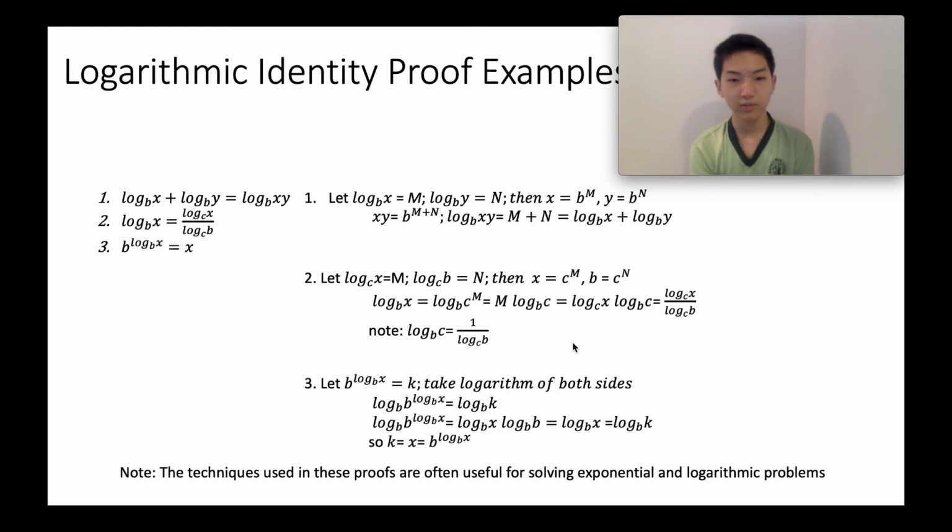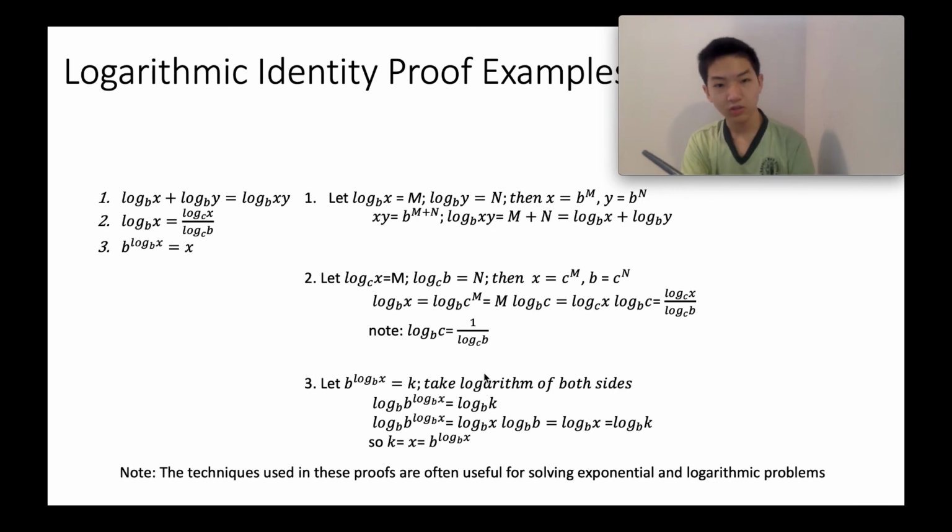So now we have log base b of x is equal to log base b of c to the m, because as we can see here, x is equal to c to the m. And then using our other identity earlier, we can move m over, so that's m times log base b of c, which is equal to log base c of x times log base b of c, because we set this equal to m. So you can plug it back in. And then that's equal to log base c of x divided by log base c of b.